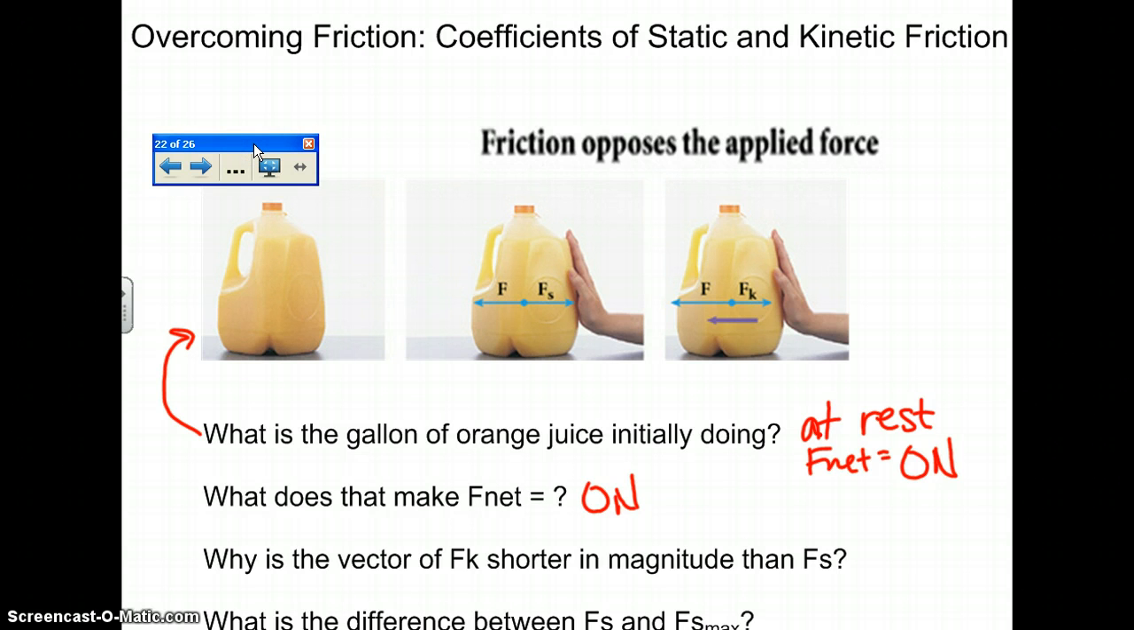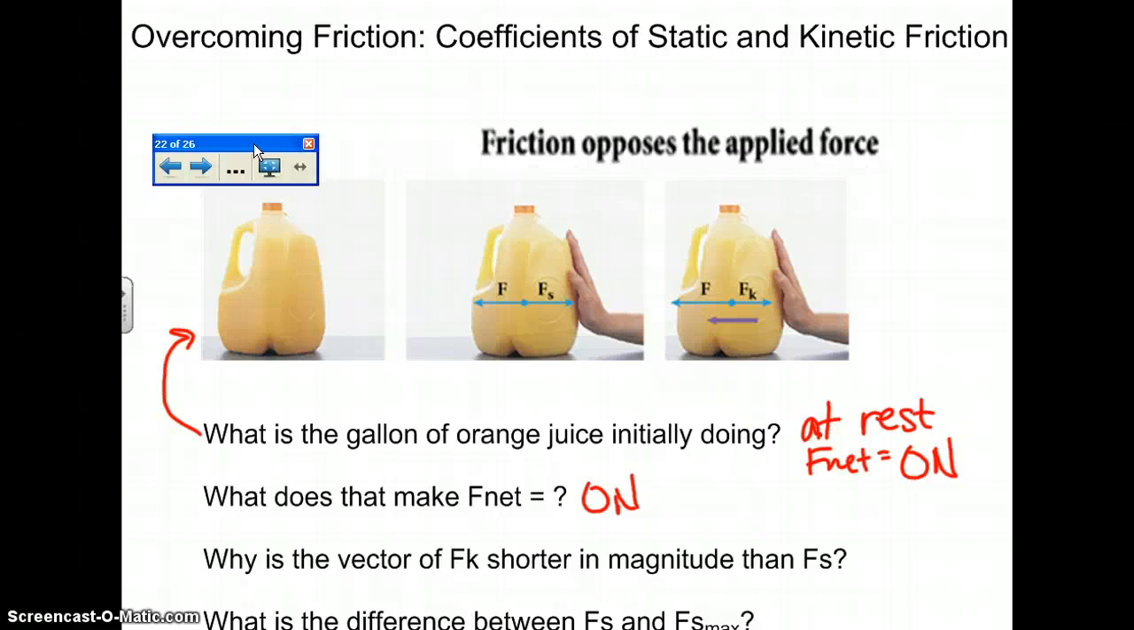Why is the vector of F of k shorter in magnitude than the vector of F of s? There's so much to talk about right here, but if I just give you the basics, you should be okay. An object at rest wants to stay at rest. An object in motion wants to continue in motion, unless acted upon by an external net force. So this jug of juice is at rest, it wants to remain at rest. Its mass is equivalent to its inertia. What is inertia, once again, by definition? Inertia is the tendency to resist change.